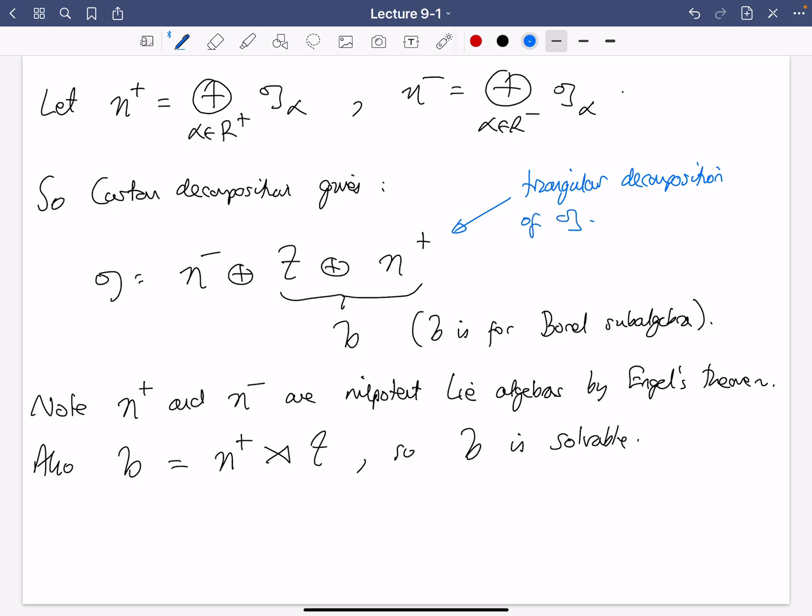Of g. So it depends not only on the choice of a maximal toral subalgebra, which we needed to get the Cartan decomposition, but it also depends on the choice of the positive and the negative roots, i.e. the choice of the fundamental chamber, or equivalently the choice of the base of the root system. To get this triangular decomposition, you kind of have to choose that order. You should think about this for the case of SL_n.